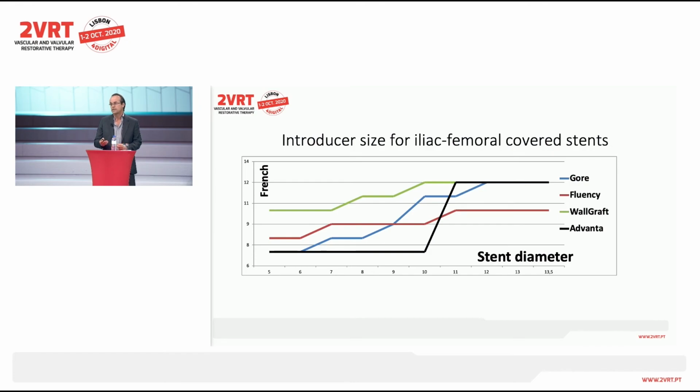I made this graph when we had to decide which stents to have on the shelf, and basically what you see here is that the lowest French size for a covered stent is the Advanta up until 10, which needs a 7 French introducer. If you need to use a self-expandable stent, the lower diameter will be the Gore until the 9, and beyond 9 will be the Fluency stent. The wall graph is always bigger. So smallest diameters will be the Advanta, and the bigger diameters will be Gore or Fluency.